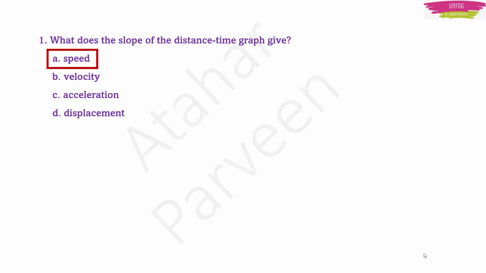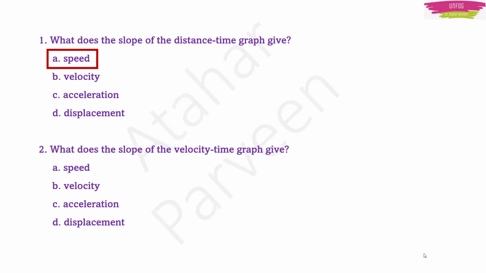Next question. What does the slope of the velocity time graph give? Like the distance time graph gives speed, in the same manner the velocity time graph should give acceleration, or velocity upon time is acceleration, or rate of change of velocity will give us acceleration. So option C, acceleration, will be the correct answer.